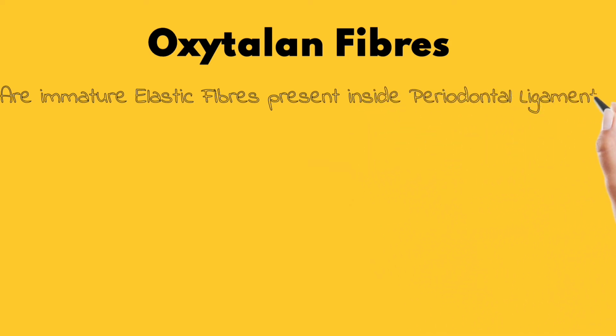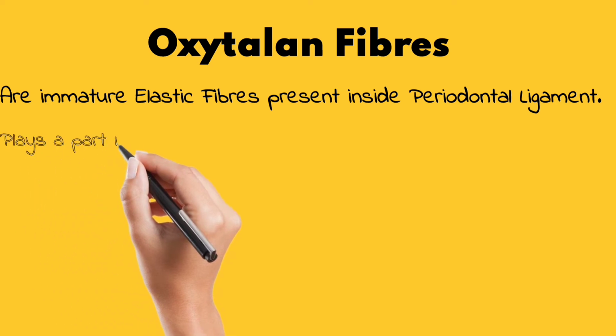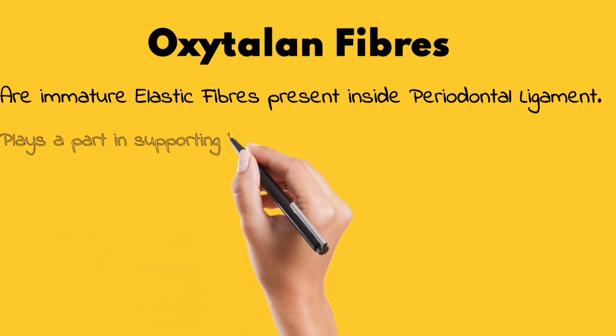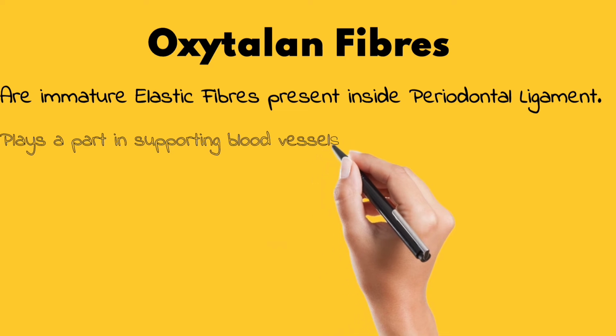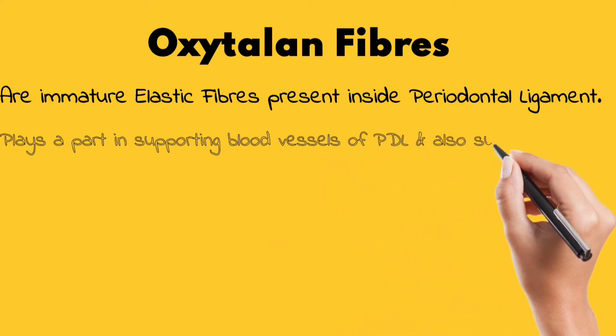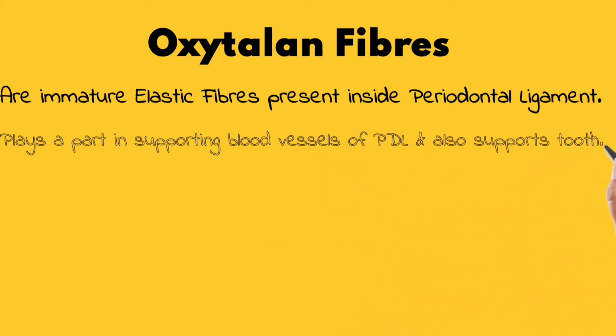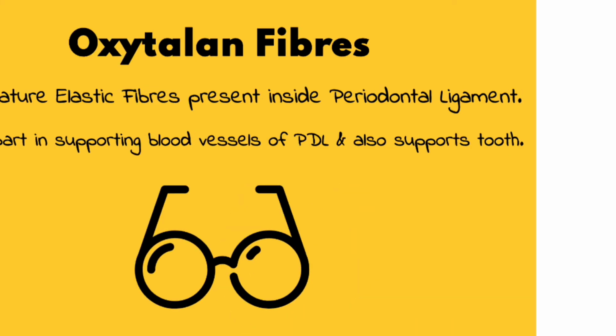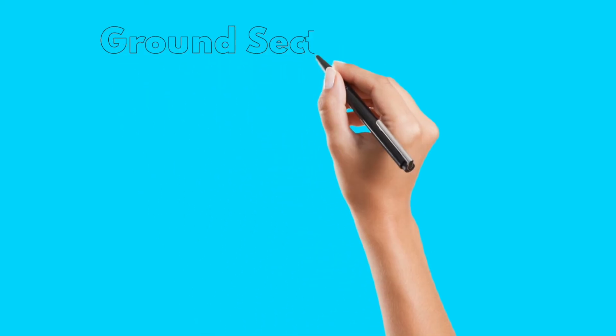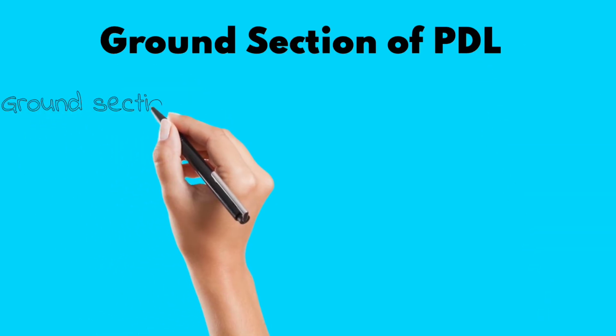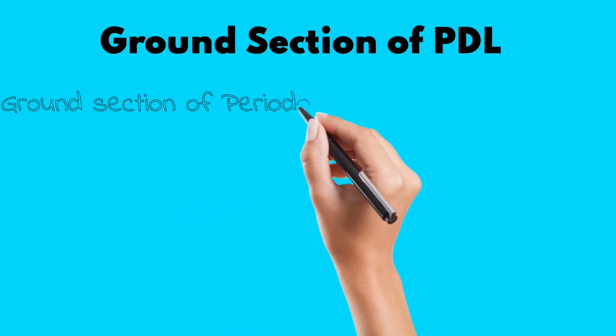So these are present inside the periodontal ligament, and they play a part in supporting blood vessels of the periodontal ligament and also in the tooth support. So in simple words, these oxytalan fibers are the elastic fibers which play a role in blood vessels and tooth support. Next we will learn about the ground substances of the PDL.